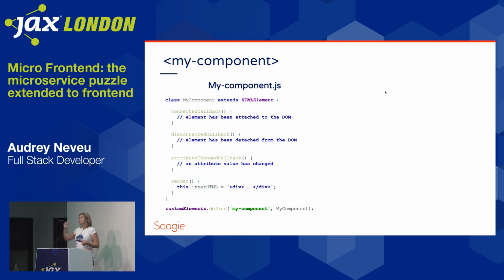Once you've done all of that, the only thing you still need to do is to declare your component to the custom element registry. So you're going to call the define method and pass it 2 arguments. The first one is the tag that you would like to use to call this component. And the second one is the name of your class.